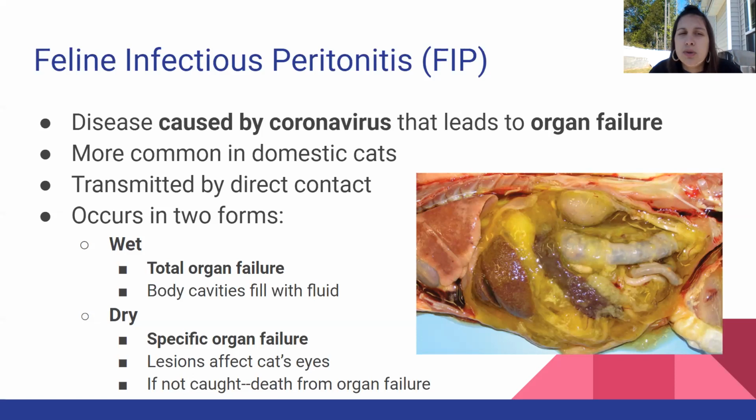You can see FIP in two different forms. You can see the wet version or the dry version. So the wet version, it's pretty gross because obviously the wet form of a disease sounds disgusting. So wet FIP is essentially total organ failure, where the coronavirus is not just selecting one body system to target, it's affecting all of them. The digestive system, the respiratory system, the circulatory, it's affecting everything. It ends up causing the entire body cavity to fill with fluid, which is where we get the wet version of the name.